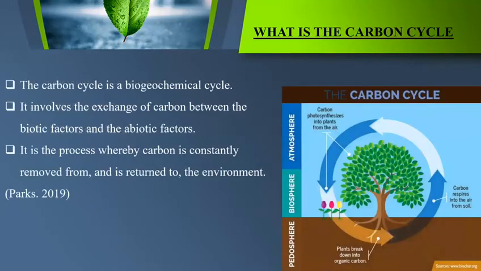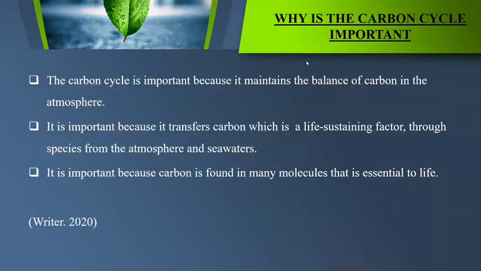What is the carbon cycle? Now, the carbon cycle is a biogeochemical cycle, meaning it contains biological, geological, and chemical aspects. The carbon cycle basically involves the exchange of carbon. In other words, it is a process by which carbon travels from the atmosphere into organisms and the earth, then back into the atmosphere. Now, why is the carbon cycle important?